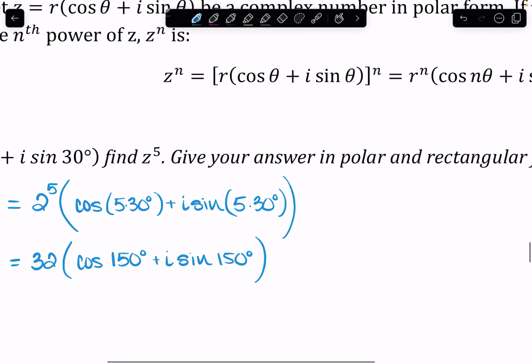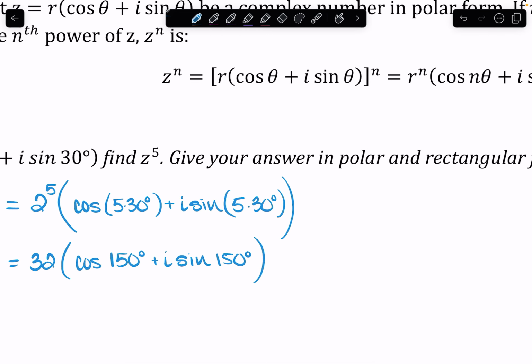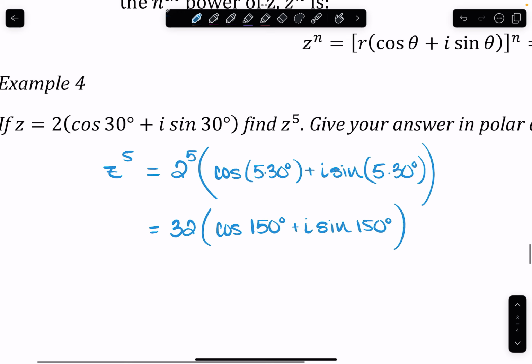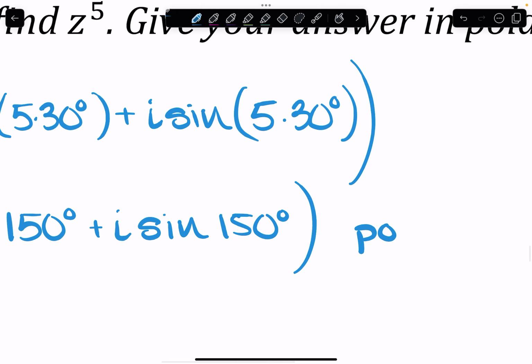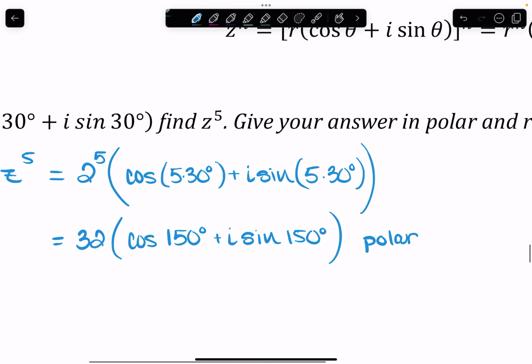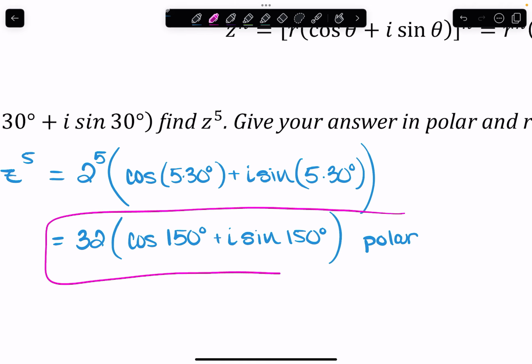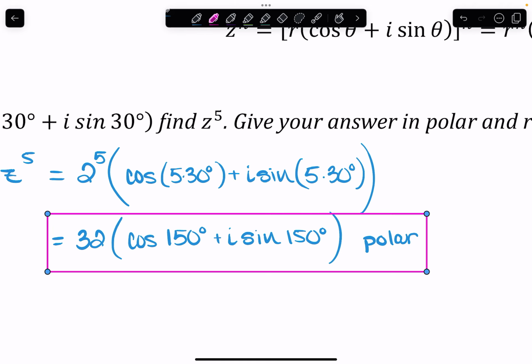All right, if we read the directions, give your answer in polar and rectangular form. So this would be our polar answer. I'm just going to label it over here to the side, polar. Rectangular form means we need to go and simplify this thing. I was going to box this in. Get our polar answer. Rectangular form means we need to go all the way down to the values of these.